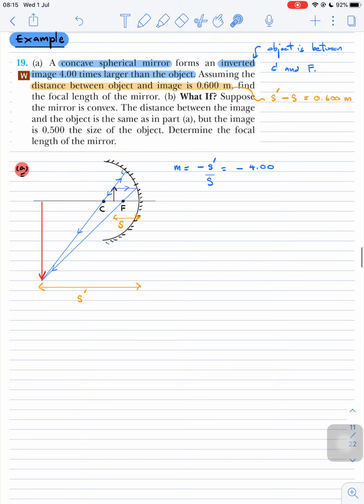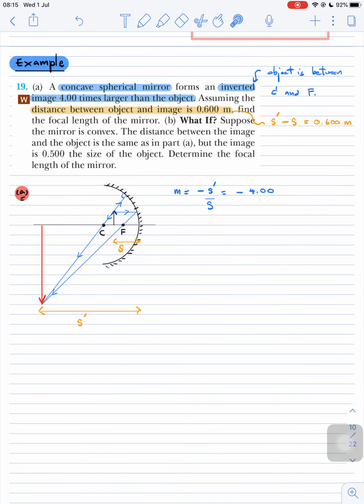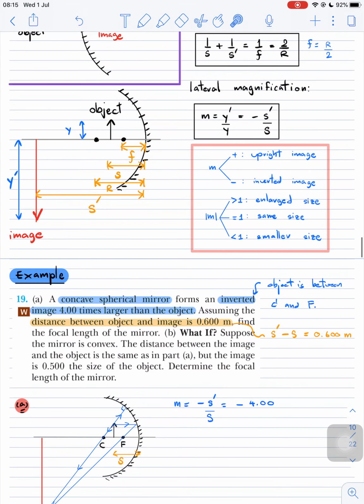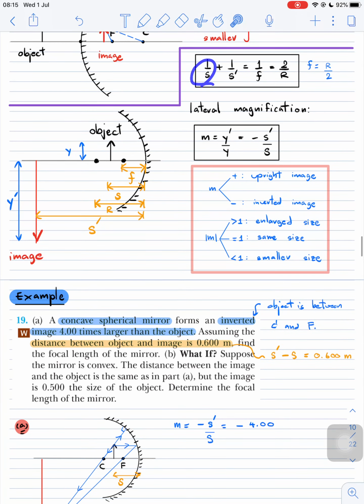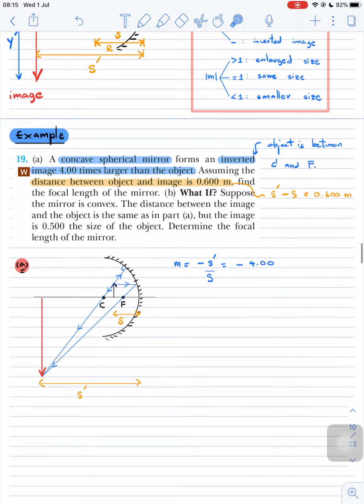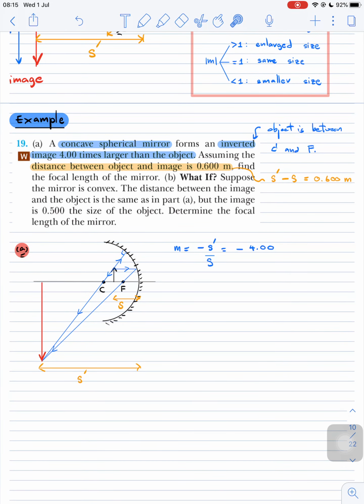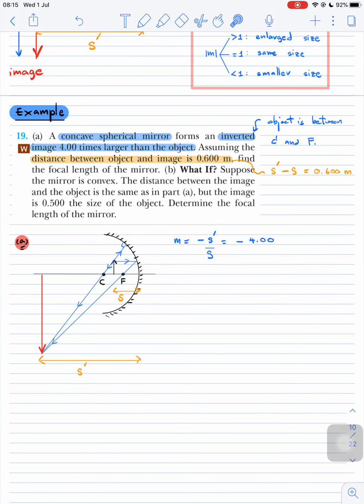Okay, so now we just want to solve for the focal length. To find the focal length, we can use this equation for the f. But the problem is we don't know the s and we don't know the s prime. So first of all, we need to find the s and the s prime. How can we find them? We can find both of them from these two equations. So let's just start.